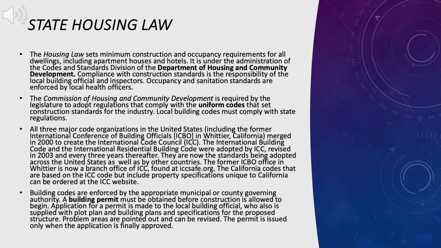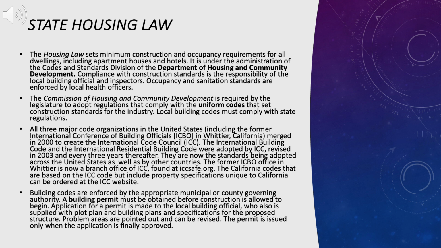All three major code organizations in the United States, including the former International Conference of Building Officials, ICBO, in Whittier, California, merged in 2000 to create the International Code Council, ICC. The International Building Code and the International Residential Building Code were adopted by ICC, revised in 2003 and every 3 years thereafter. They are now the standards being adopted across the United States as well as by other countries. The former ICBO office in Whittier is now a branch office of ICC, found at iccsafe.org.